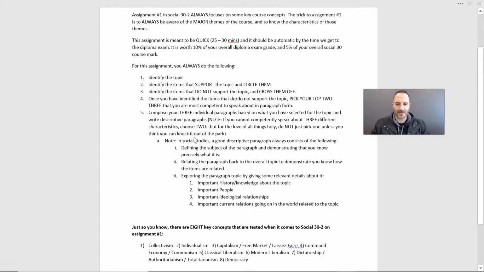Now, it says, note, in social studies, a good descriptive paragraph always consists of the following. Number 1, defining the subject of the paragraph and demonstrating that you know what it is. Relating the paragraph back to the overall topic to demonstrate you know how items are related. Exploring the paragraph topic by giving some relevant details about it, such as important history, knowledge about the topic, important people, ideological relationships, and current events or relations going on in the world today related to the topic. I'm going to show you how to do this, okay? So that's a quick little intro, guys, to how to do assignment number 1.